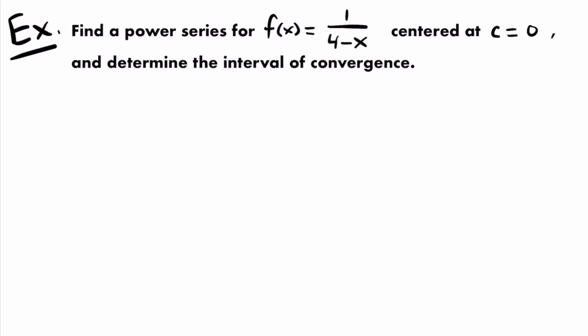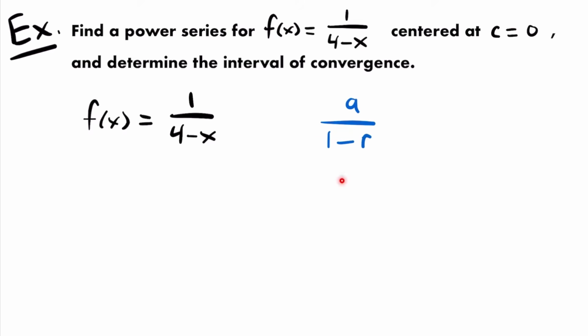All right, so next up, we want to find a power series for the function f of x is equal to 1 divided by 4 minus x, centered at c equals 0, and we want to determine the interval of convergence. Okay, so this time, our function is f of x is equal to 1 divided by 4 minus x. And in order to write this as a power series, we want this function to be in the form of the sum of a geometric series. So we're looking for some constant a divided by 1 minus r. And r is always going to involve x.